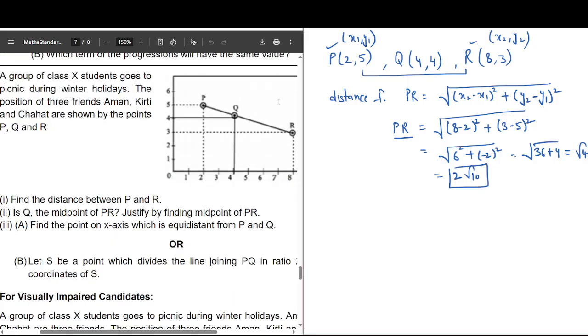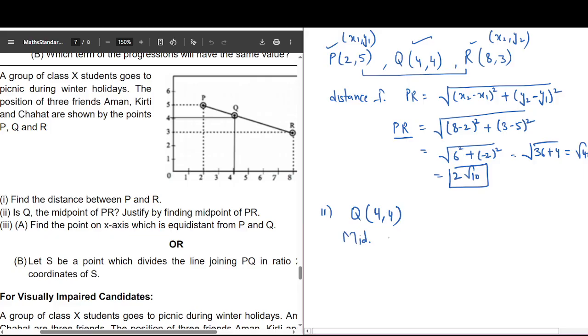Now the second part they are asking is, is Q the midpoint of PR? We have to justify by finding the midpoint of PR. Here we have already written the coordinates of point Q. The coordinates of point Q are 4 and 4. We have to find whether Q is the midpoint of PR, so we will use the midpoint formula.